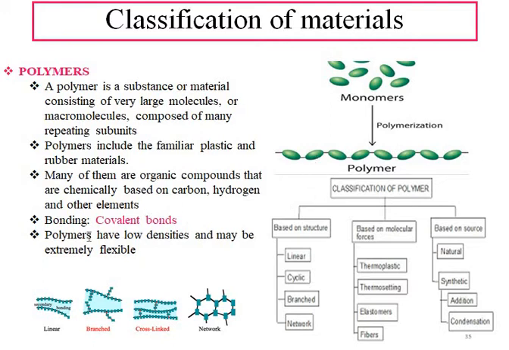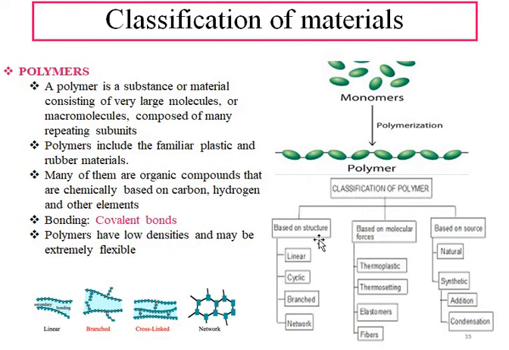Polymers have low density and are extremely flexible in comparison to the ceramics and metals. Metals are not that much brittle, but ceramics are brittle, while polymers are not brittle at all. The polymers have a large flexibility. So these are the major three classifications of the material, and this one shows the classification of the polymer.